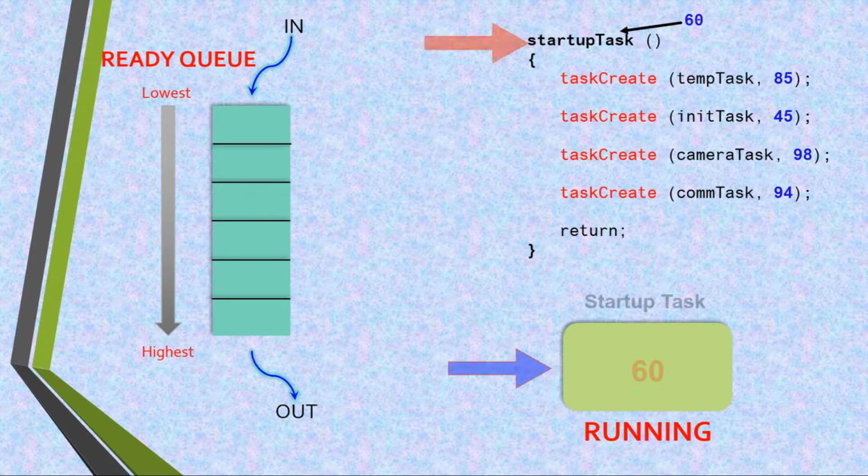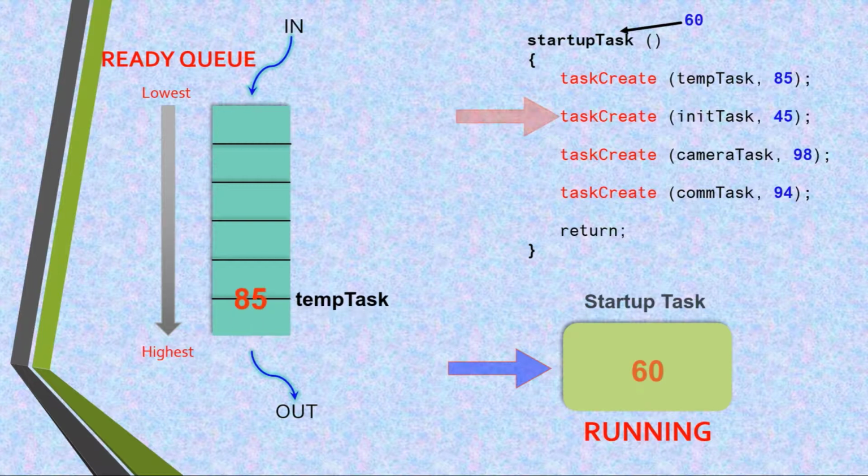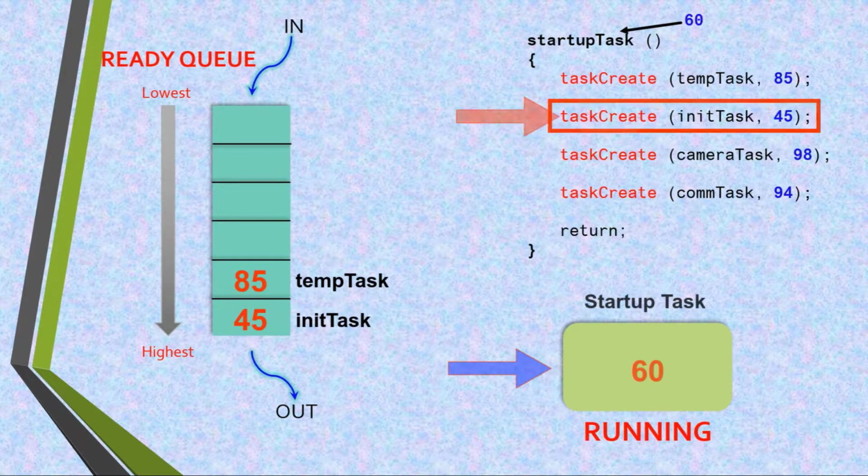At this point of time, temp task is created with priority 85 and it is put into the ready queue. This task is ready to run, but it cannot run as the higher priority task, the startup task, is already running, like we saw in the previous example. Now the initialize task will be created with priority 45. So what happens now?